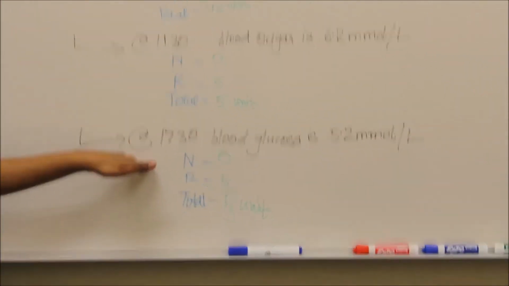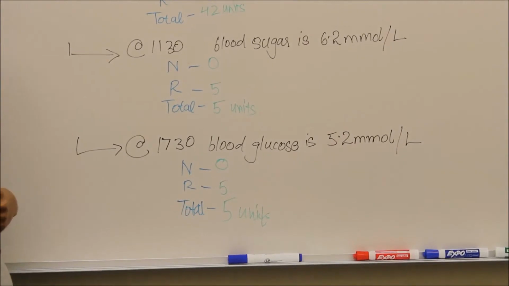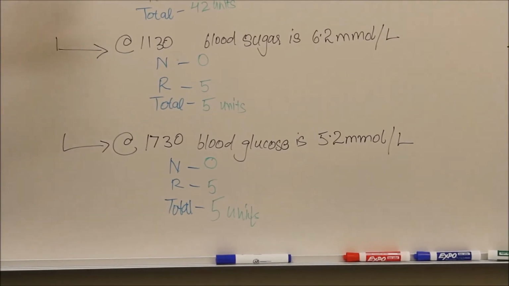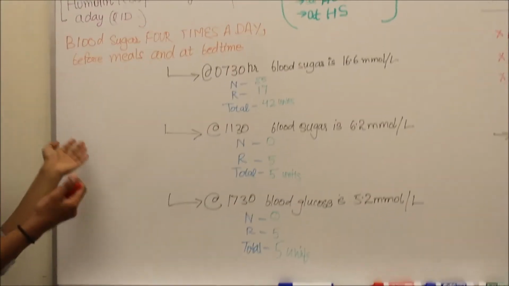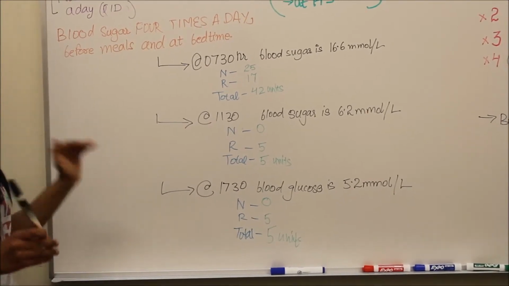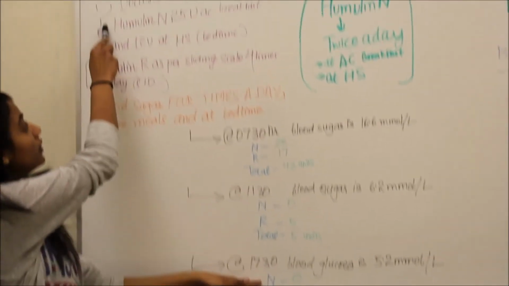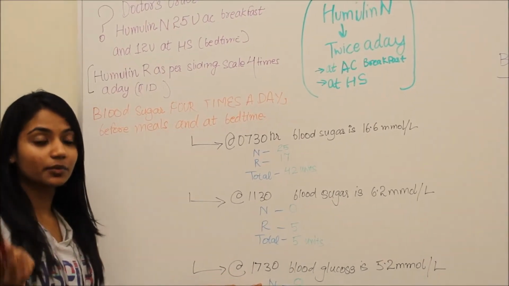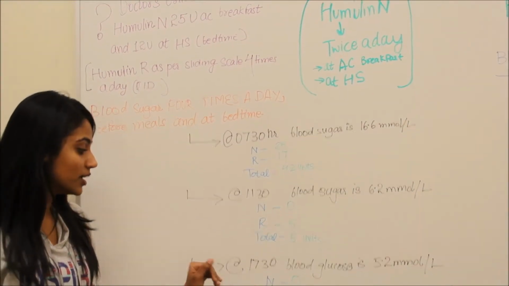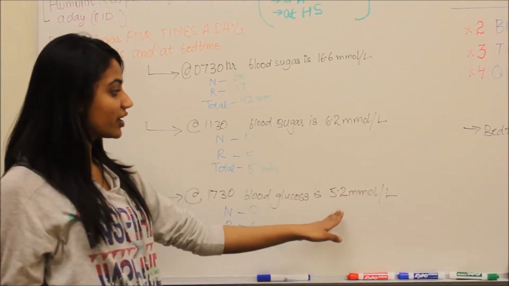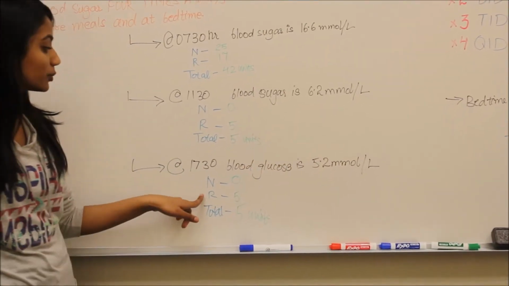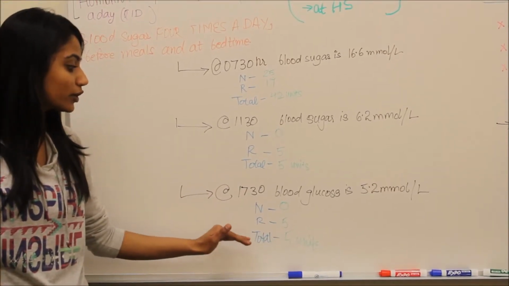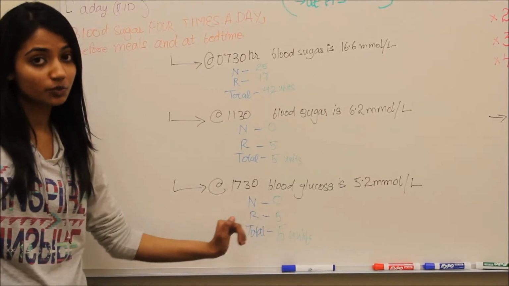Then at 17:30, my patient's blood glucose level was 5.2. As per doctor's order, we have to check the patient's blood glucose 4 times. At this point, we are not supposed to give Humulin N. As I explained earlier, it's only twice, at breakfast time and at bedtime. But the blood glucose level at this point is 5.2, so I will give Humulin R as per sliding scale, which is 5 units. So I'm giving a total of 5 units of Humulin R to my patient.